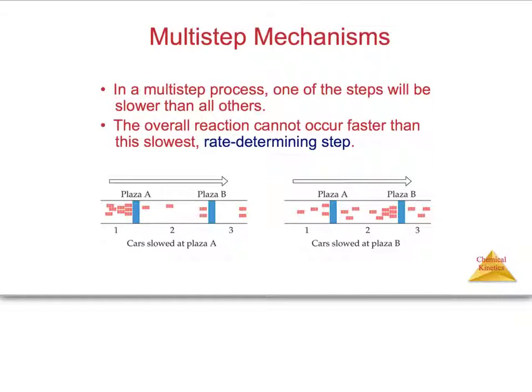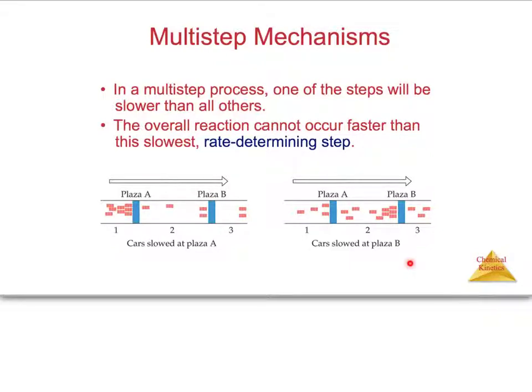Okay, in a multi-step process, one of the steps will be slower than all the others. So the overall reaction cannot occur faster than this slowest rate determining step. And this is very important. I've got to figure out what the rate determining step is. Okay, so here in this example, they're using cars to talk about rate determining steps. Okay, and I'm going to go ahead and explain this using the cars, and then I'm going to explain this using like your lunch line, okay, at school.